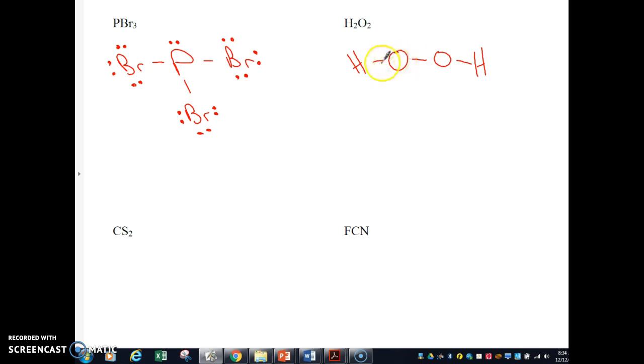So this oxygen on the left has 2, 4, 6, 8. The oxygen on the right, 2, 4, 6, 8. And again, if you did the math for it, you would see that it would form 3 bonds. It has 3 bonds. The octet is fulfilled. Remember, hydrogen only gets 1 bond, because it can only hold those 2 electrons.